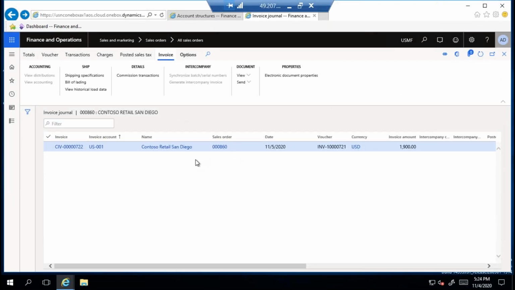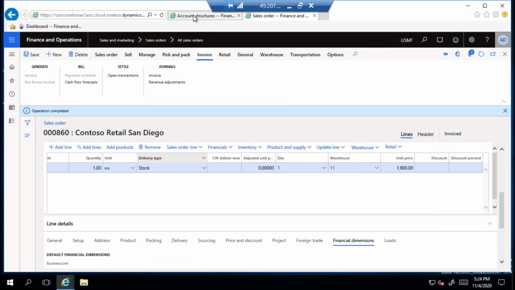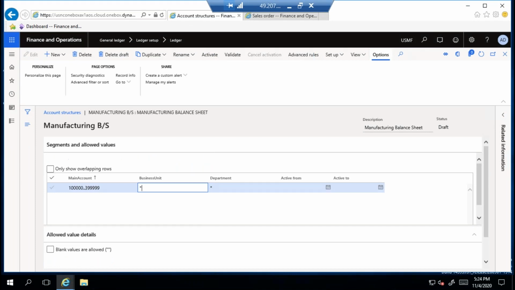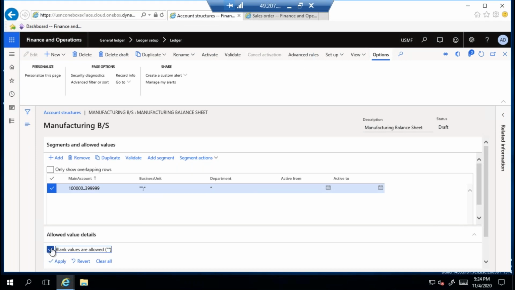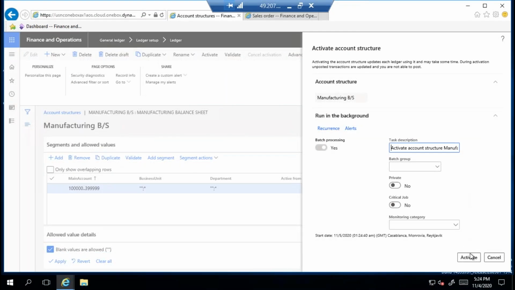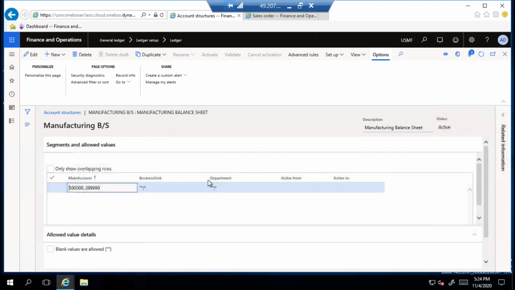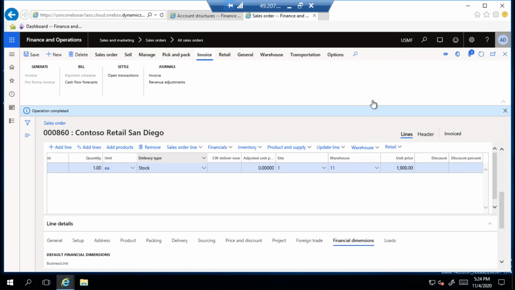So you understood now the mandatory dimensions. I don't want mandatory dimensions, otherwise every time it will stop me. I want to make it optional. In a real time scenario, anyhow it is mandatory. If it is mandatory, you need to provide that information. I'm making it optional only. Activate. Now it will be activating. Now it will change to active. Now it is active. Fine. I made it optional, so now it will not throw any error messages.